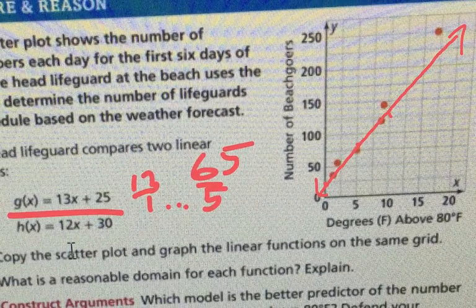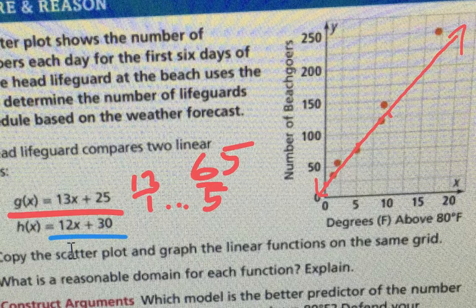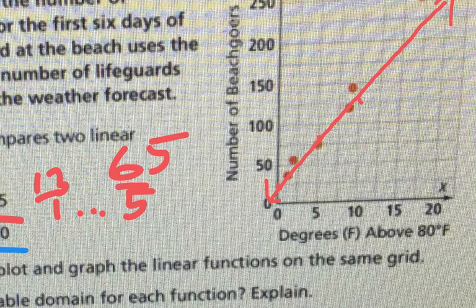Okay, let's look at this other one. Let's look at 12x plus 30 and see what it would look like. So here my y-intercept, instead of being 25, is going to be 30. So it would be plotted right here. And now then the slope is 12 over 1. So again, I'm going to go by 5s. So that is going to be 60 over 5 if I go that way.